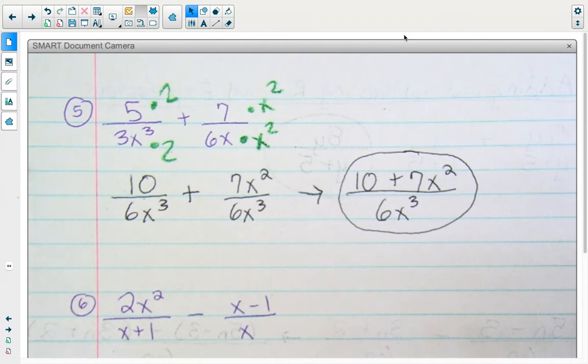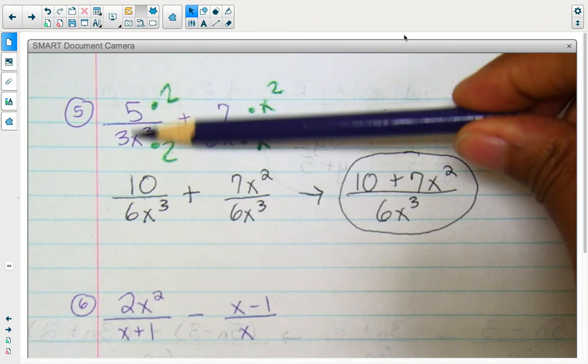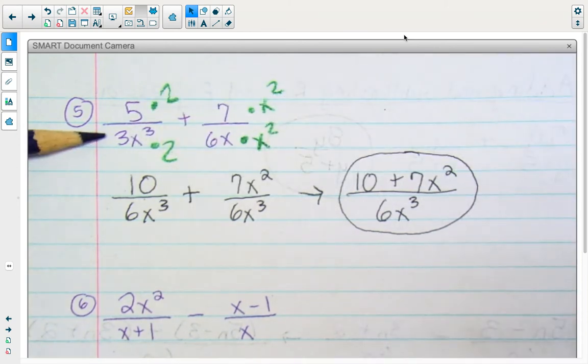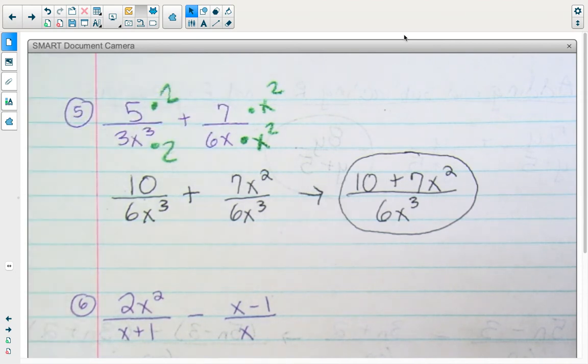So I used the least common multiple method for this problem to get my denominators to be the same. If you don't like that way, just crisscross it. Take this 6x, multiply this fraction by 6x top and bottom, and then take 3x to the third, multiply the top and bottom by 3x to the third. It'll give you the exact same answer.